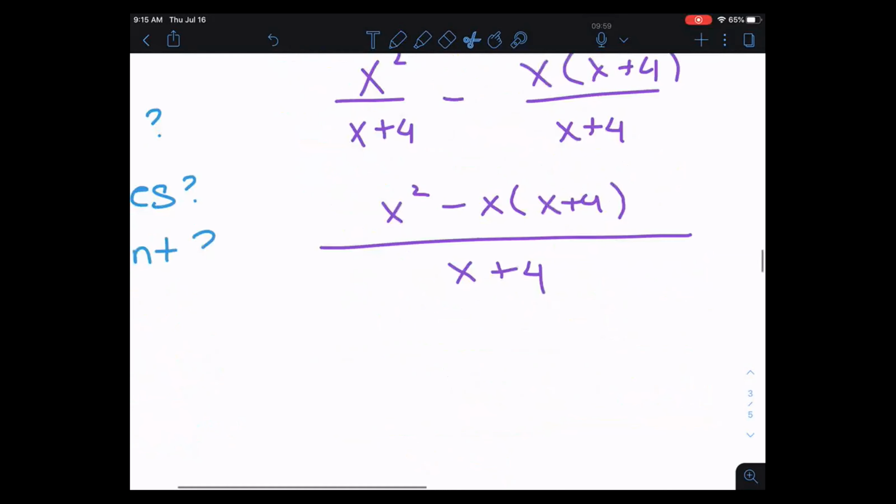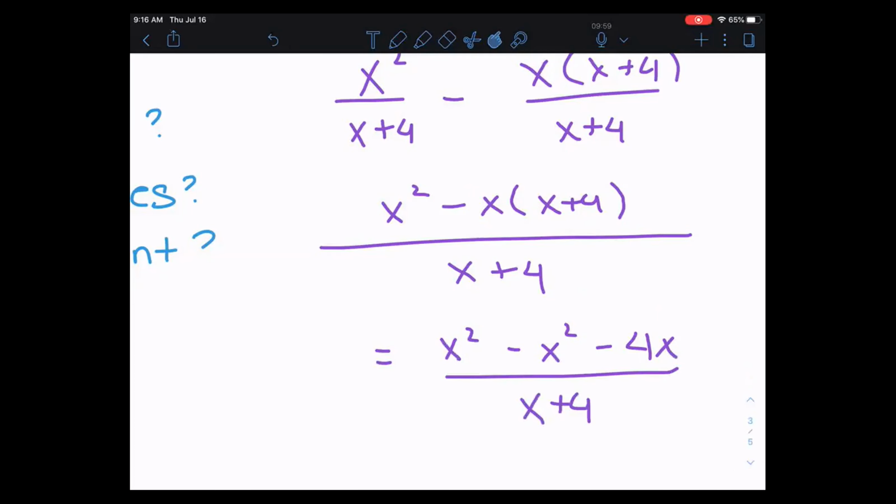And now that we have this, all we're going to want to do is simplify the top a little bit. So we can distribute the x. So we're going to have x squared minus x squared and then minus 4x. Because if we multiply negative x times x, that's negative x squared. Negative x times 4, that is negative 4x. All over x plus 4. So that's how you have this.